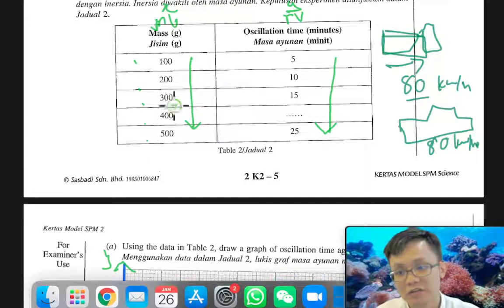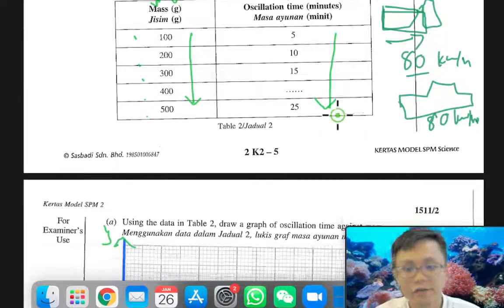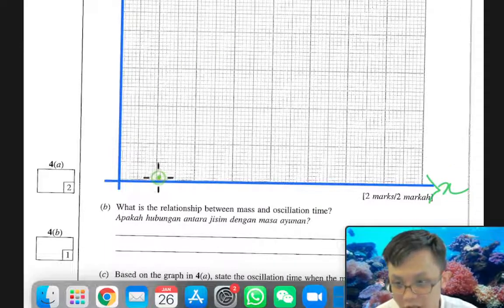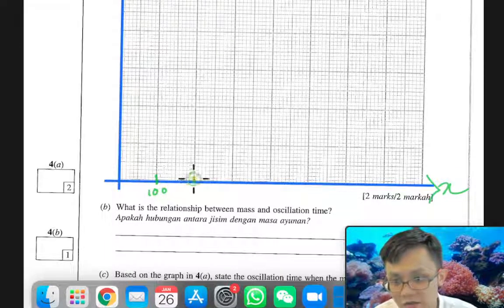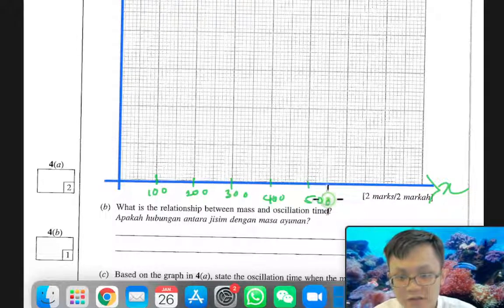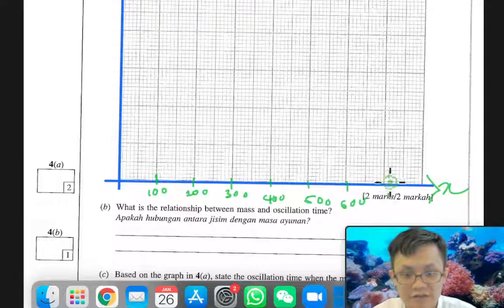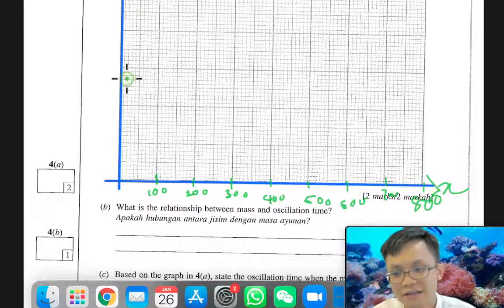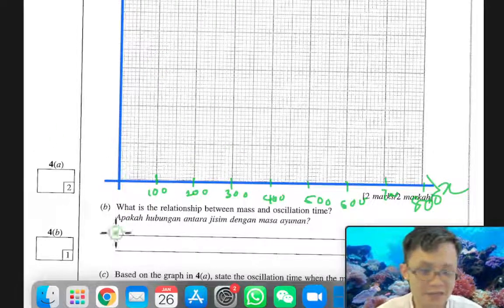So 100, 200, 300, it's 1, 2, 3, 4, 5, and we can count 1, 2, 3, 4, 5 here. So I just put here 100, 200, 300, 400, 500, 600, 700, 800. I should have drawn the line here, but never mind, I already drew.